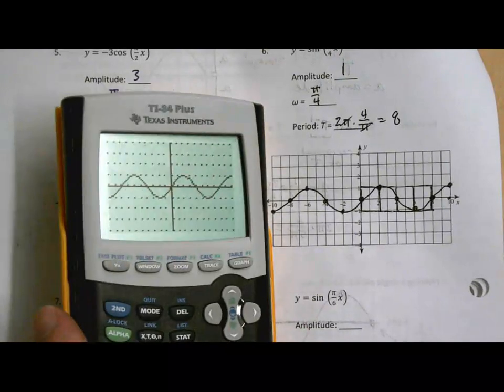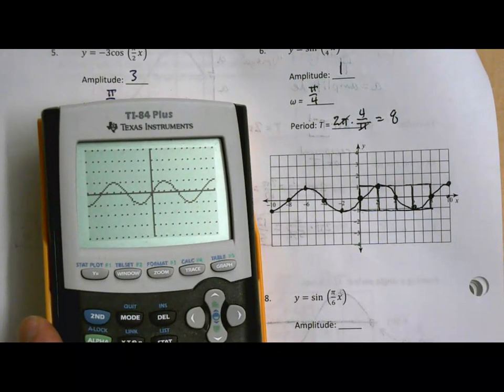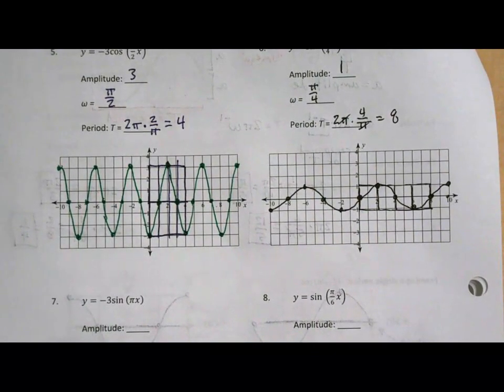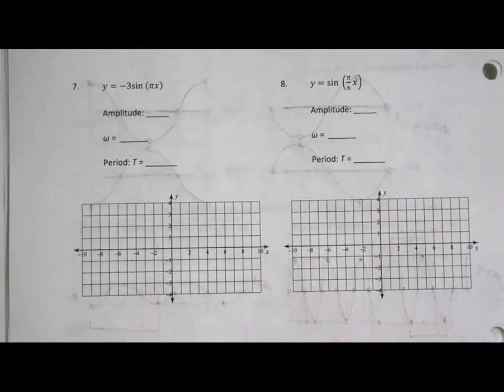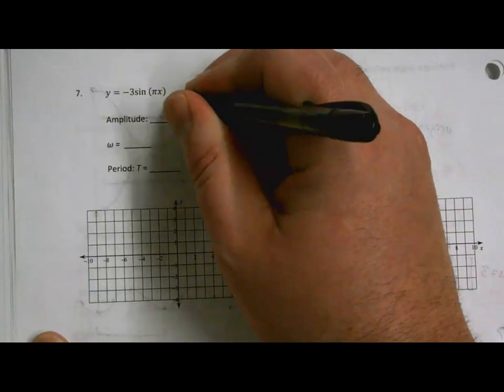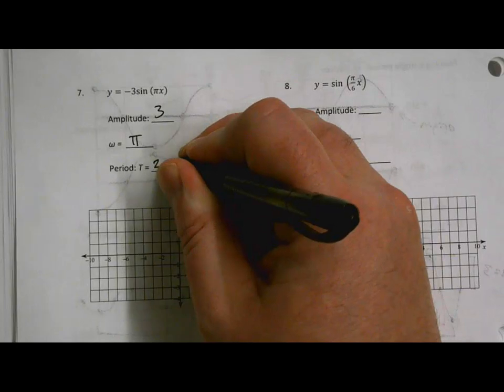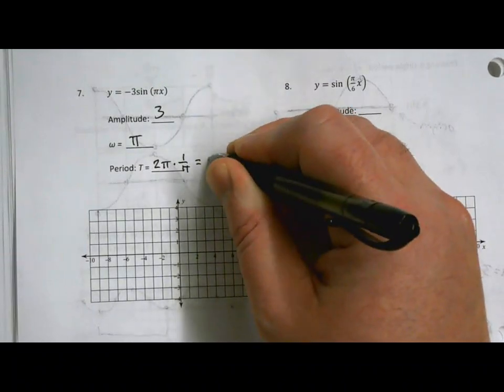All right, you guys ready for the most annoying problem we're going to do all day today? If anybody has started the third one on here, number 7, you're going to love this one. Any questions on 5 or 6? Okay, here it comes. This is going to be awesome. We can do it. All right, amplitude. That's easy. That's 3. Omega is pi, which means the period is 2 pi times the reciprocal of pi, which is 2.